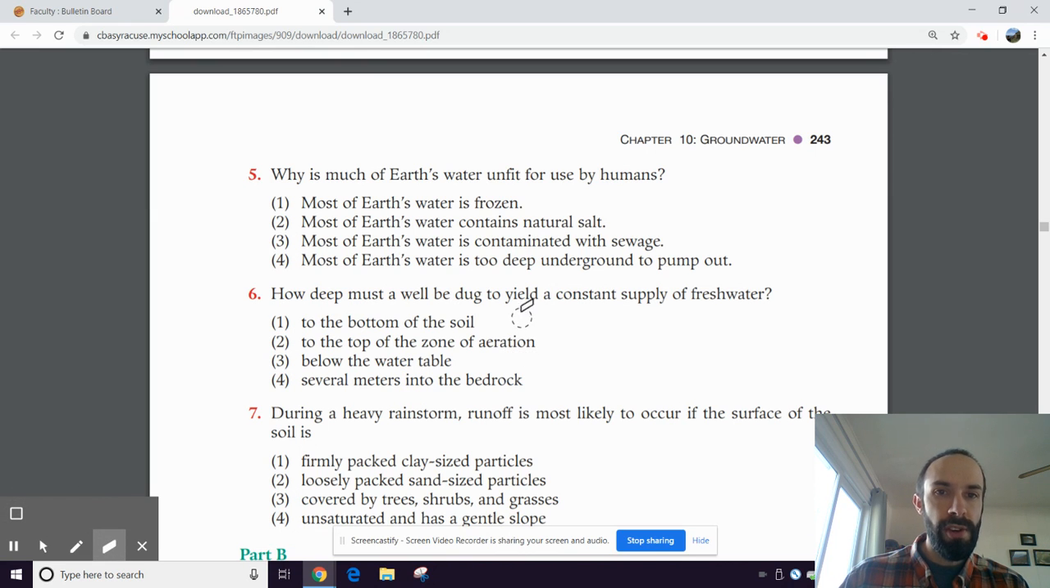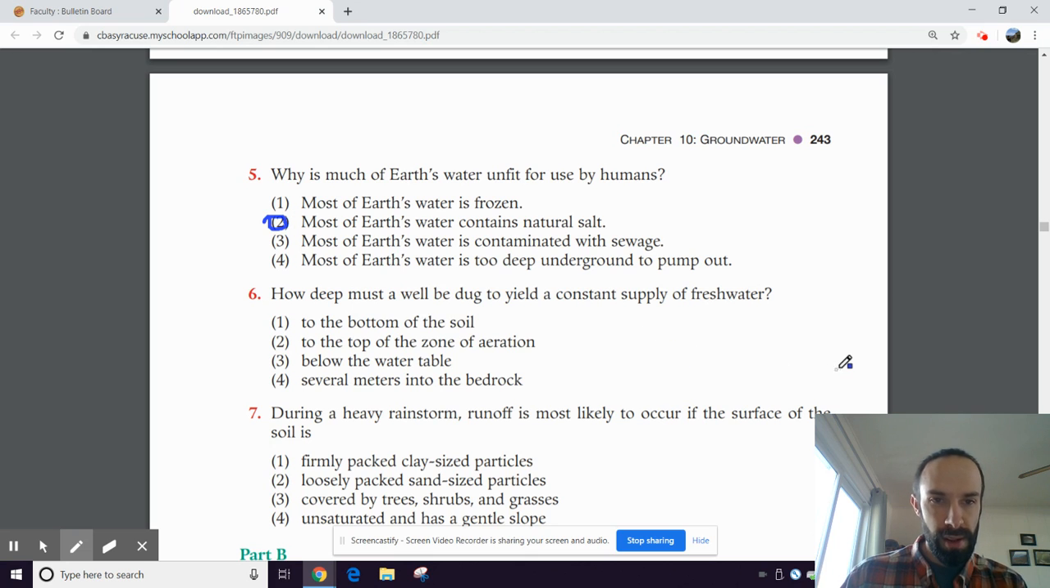Why is much of Earth's water unfit for use by humans? Remember, use by humans is going to be fresh water that is easily accessed. If you look through the choices for number 5, the fact that most of the water on Earth's surface is in the oceans is kind of the answer to this question. So the answer for number 5 is 2.